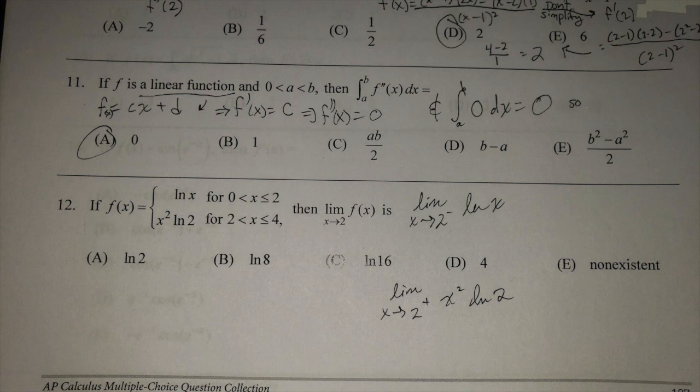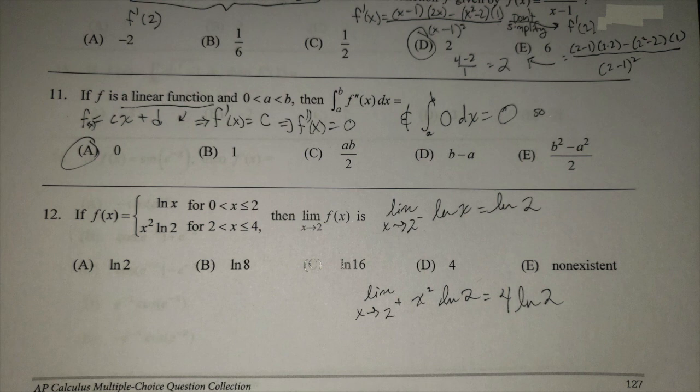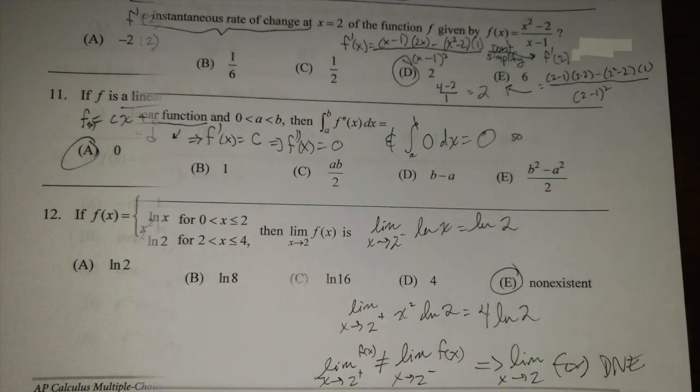I can think about those limits as approximately plugging in. We're not actually plugging it in, but we're checking. I have 4 natural log of 2 and natural log of 2. Those are not equal to each other, so the limit does not exist.